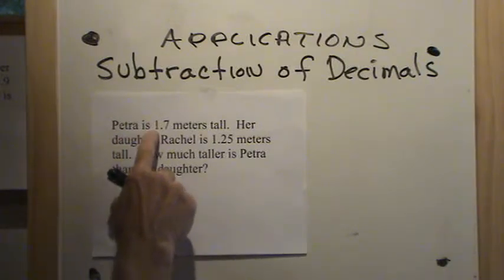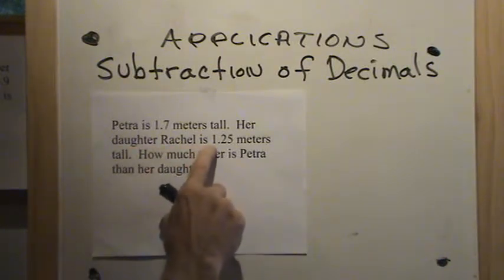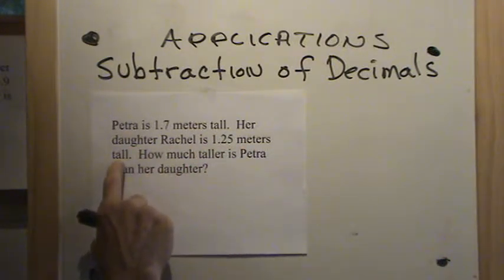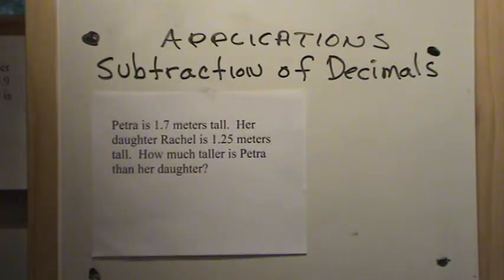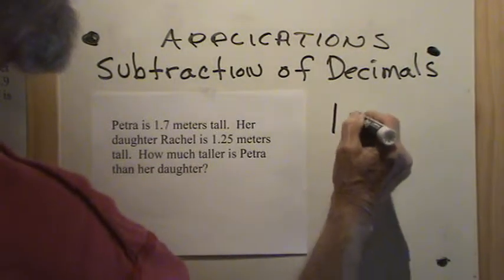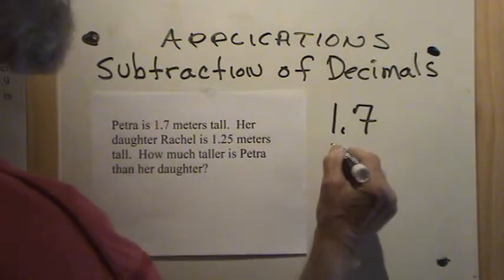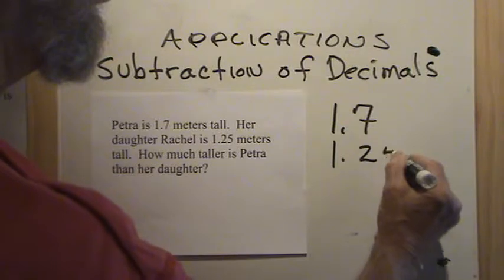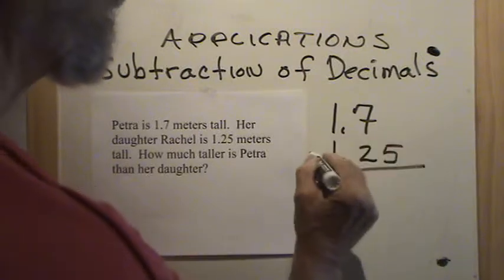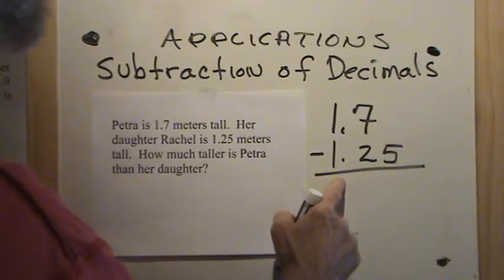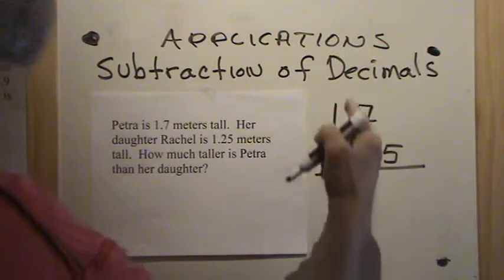Petra is 1 7/10 meters tall. Her daughter Rachel is 1 2/100 meters tall. How much taller is Petra than her daughter? Well, okay, Petra is 1 7/10 meters tall, and Rachel, her daughter, is 1 2/100 meters tall. We want to know how much taller Petra is. So we will subtract the daughter's height from the mother's, and that'll be how much taller the mother is. So we just do simple subtraction.